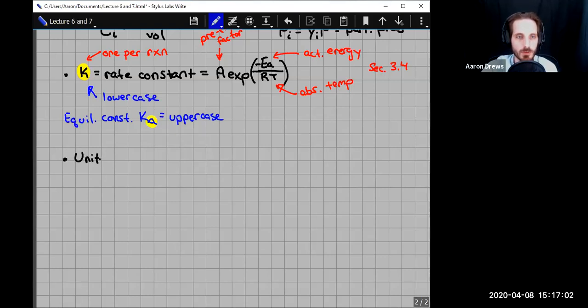The units on K can vary. And they specifically vary with the way that the reaction is written.